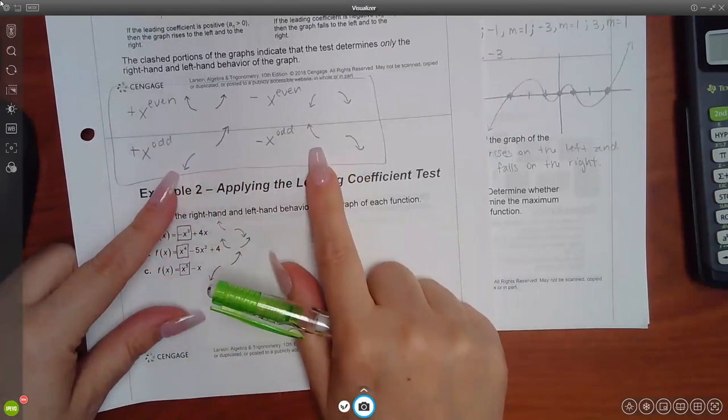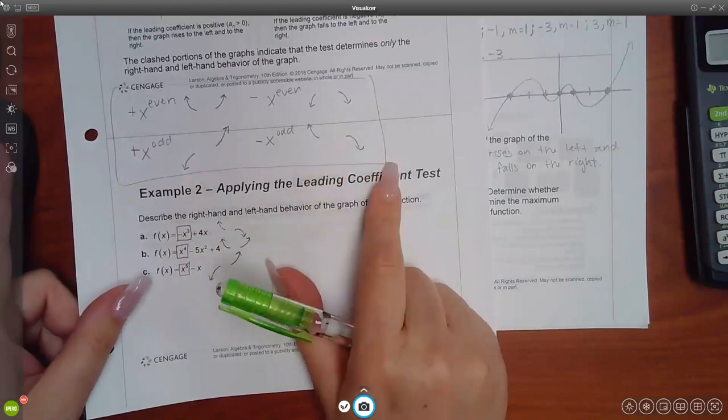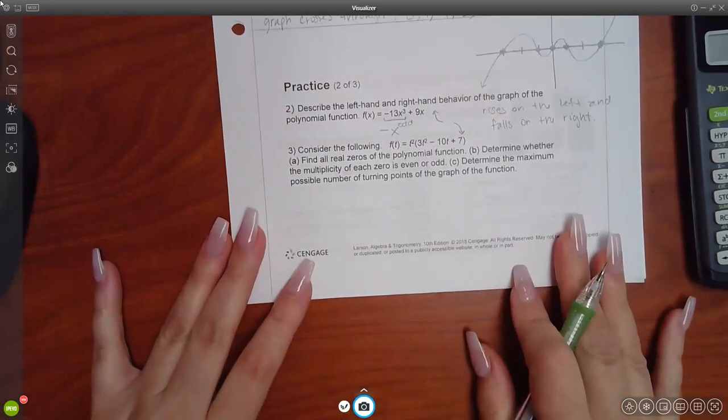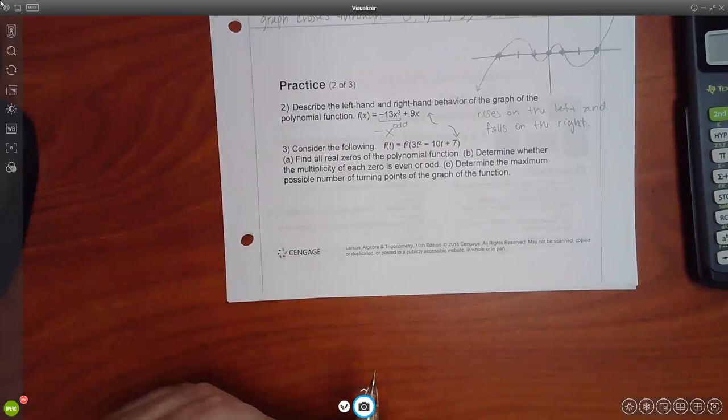This one's backwards, right? It rises on the left and falls on the right. Okay. So just be careful with that terminology on the website. But that's it. That's it for that problem. We don't have to do anything else with it.